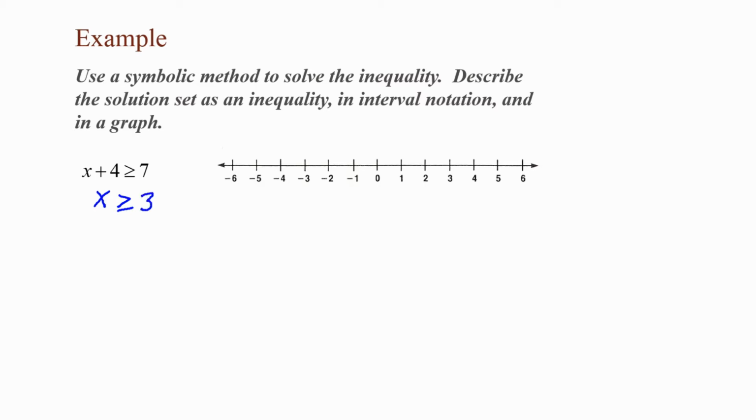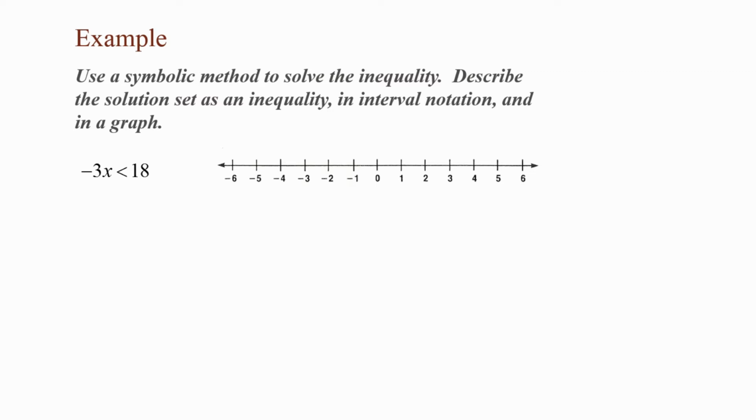Next, I want to graph my inequality by finding 3 on my number line. Using a solid dot, because it's greater than or equal to, I'm going to shade to the right, using an arrow at the end to show it goes on forever in that direction. Reading my graph from left to right, I begin with 3, and it's a solid dot. So for interval notation, I have bracket, 3, comma, because it's shaded to the right, we use positive infinity, close parenthesis.